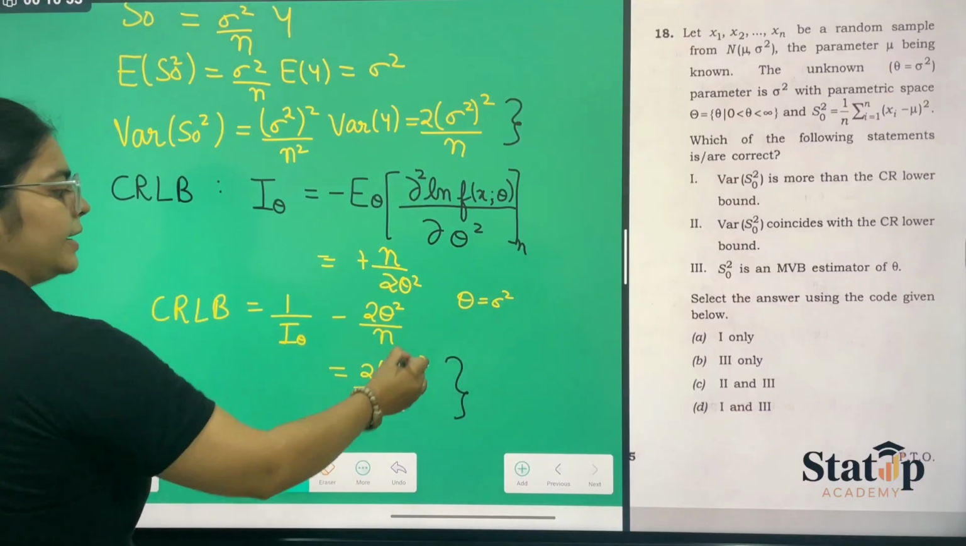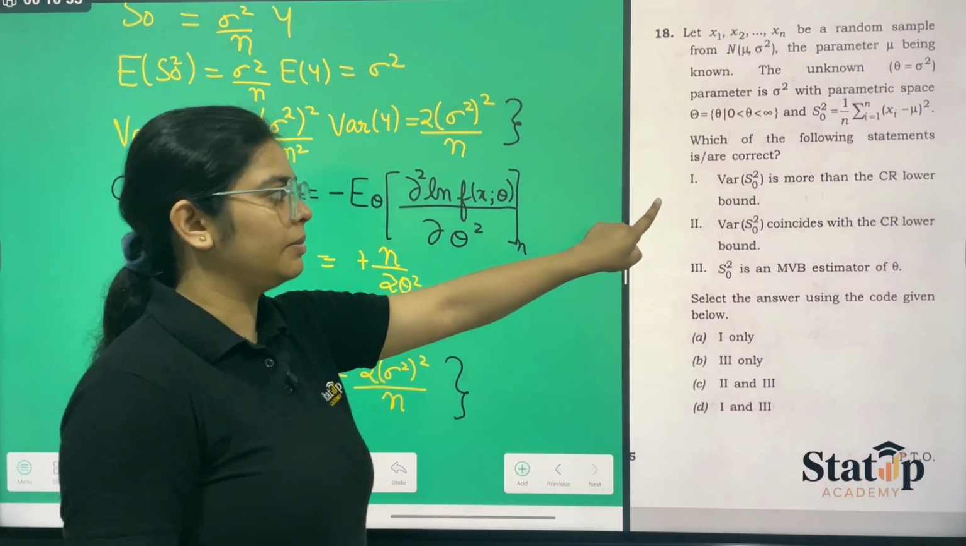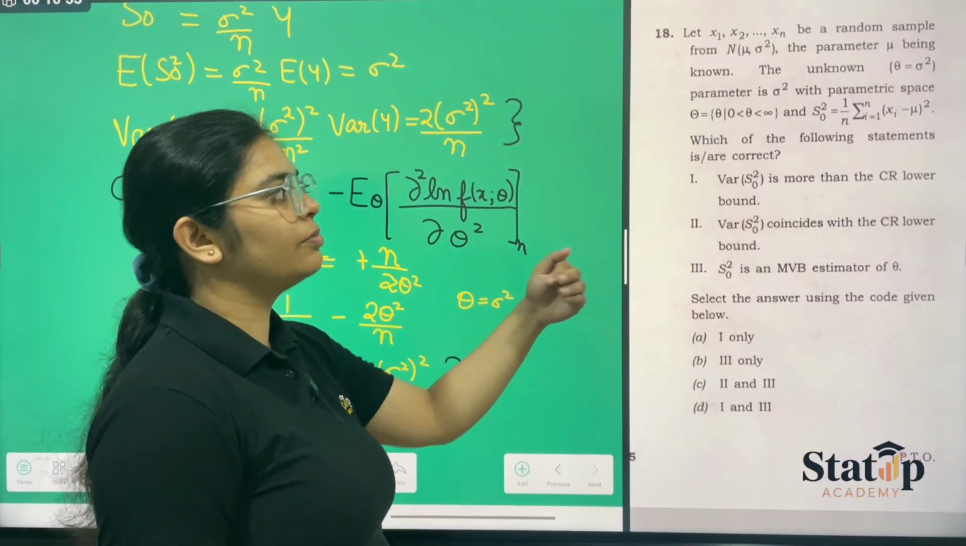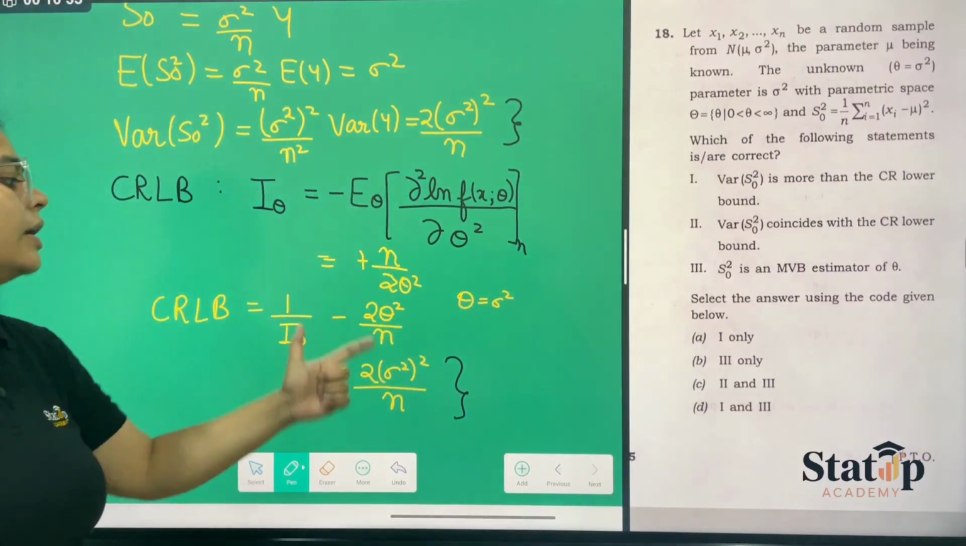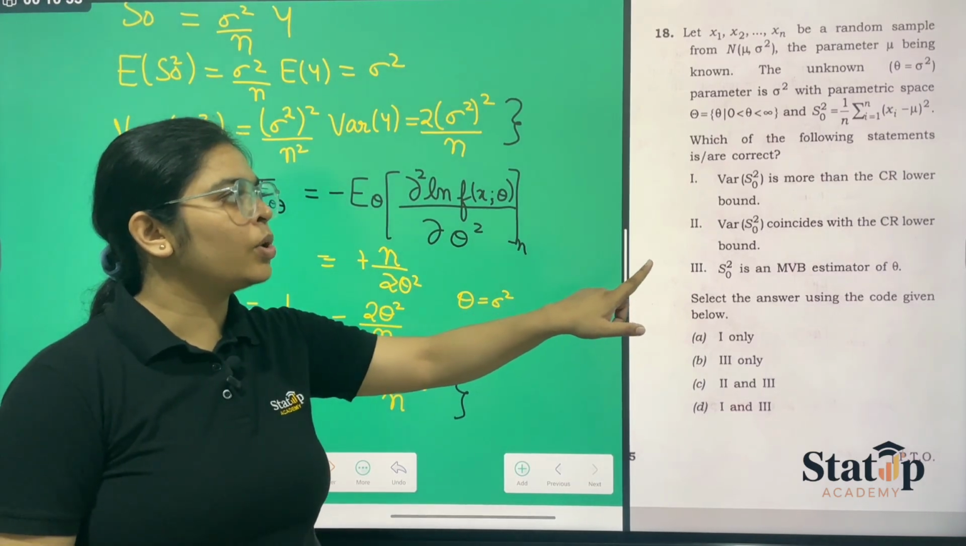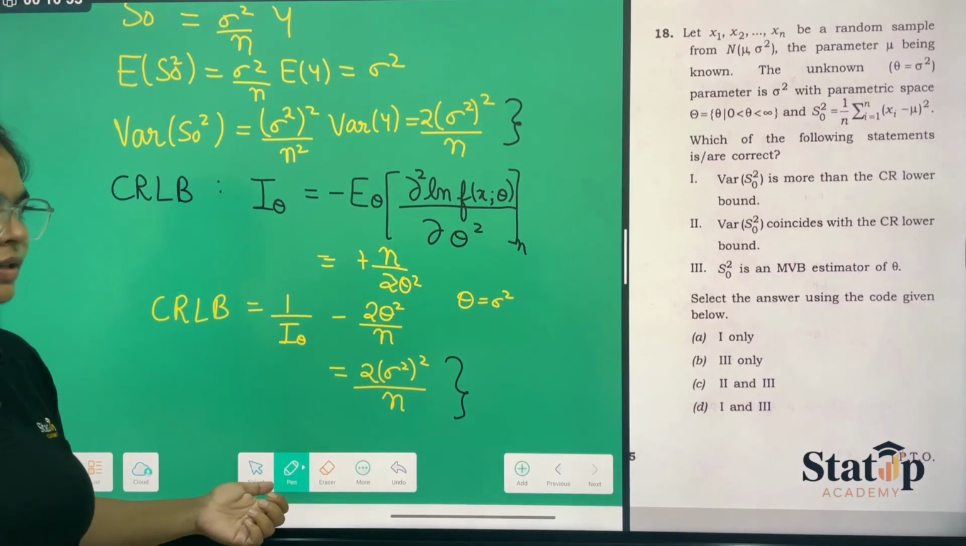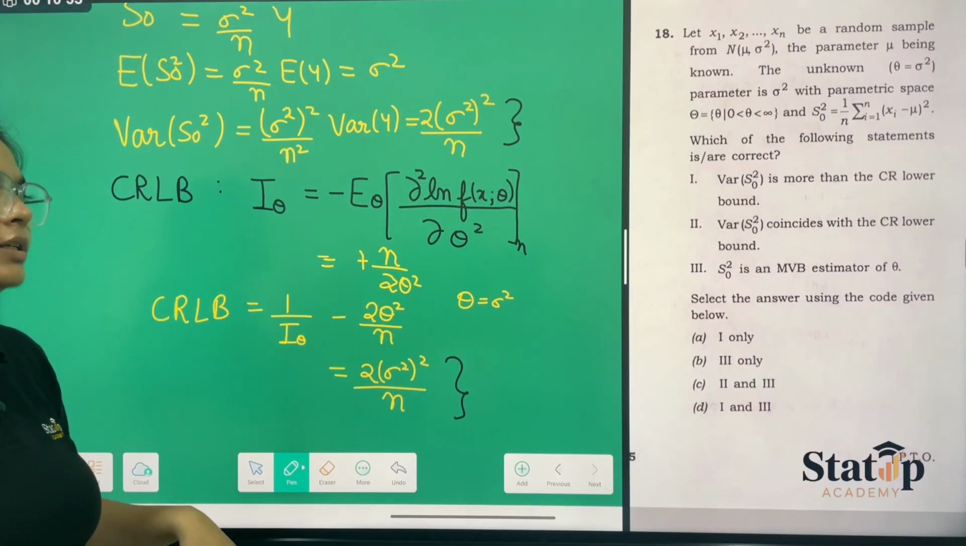Both of these are exactly equal. So let us read the statements. The first statement says that the variance of S naught square is more than the CR lower bound. No, they are equal, so the first statement is wrong. The second says the variance of S naught square coincides with the CR lower bound. Yes, they coincide. That is why they are equal. So the second statement is the correct statement.